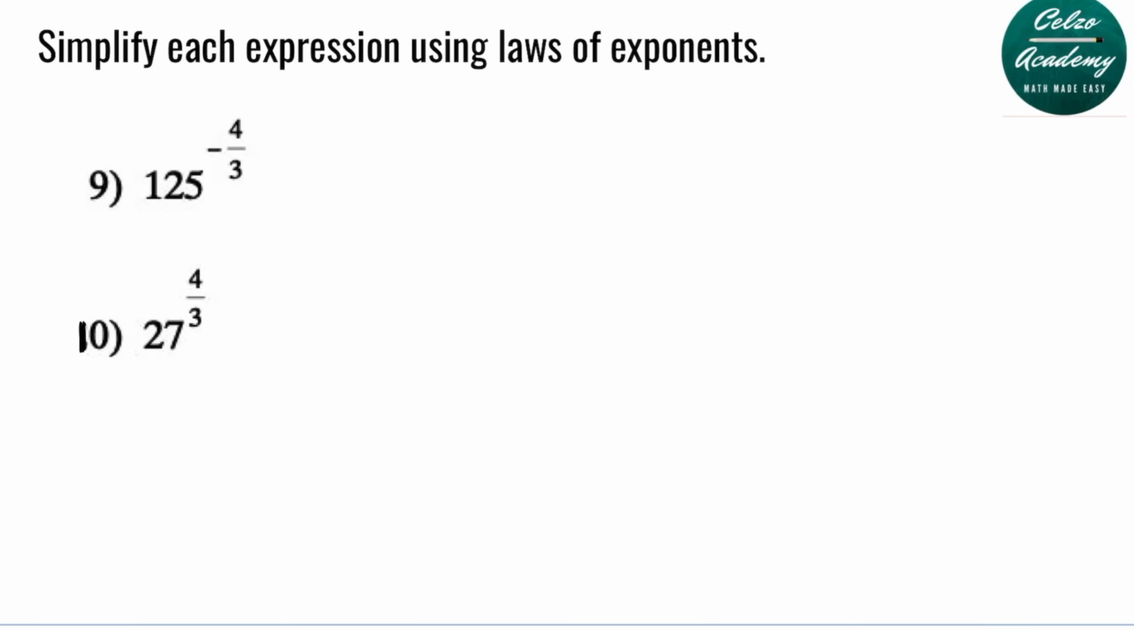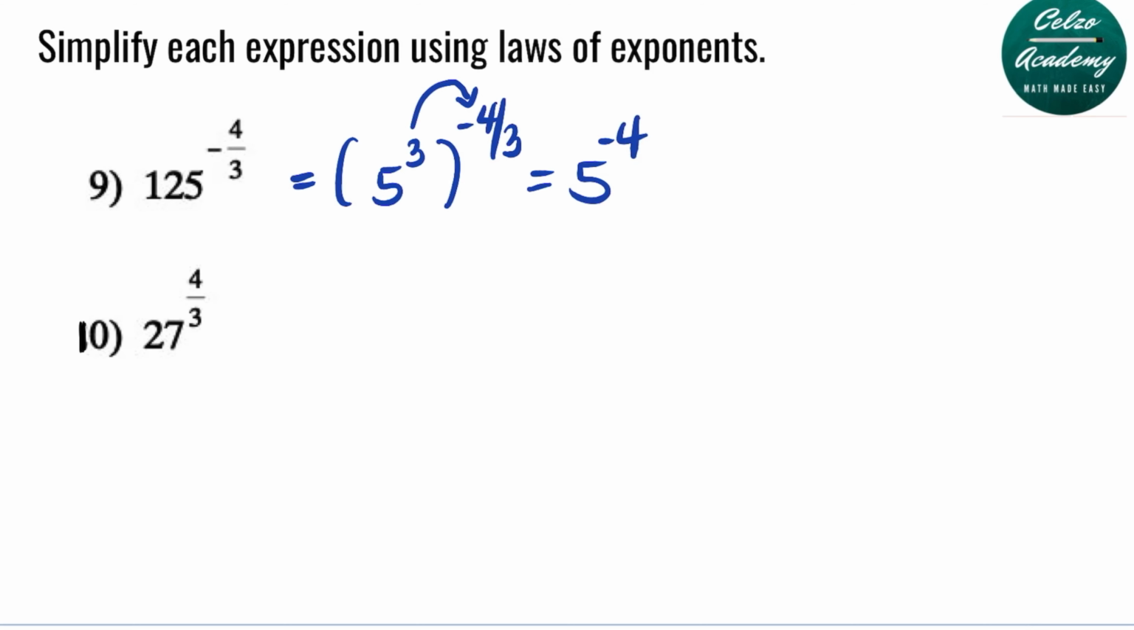Question 9. 125 to the power of negative 4/3. Step 1 is to rewrite 125 using an exponent of 3 or a multiple of 3. So 125 is the same thing as 5 to the 3rd power. Using the power rule, we will keep base 5 and multiply the powers 3 and negative 4/3. 3 times negative 4 is negative 12. Negative 12 divided by 3 is negative 4.